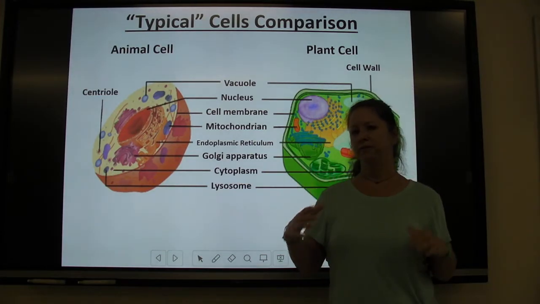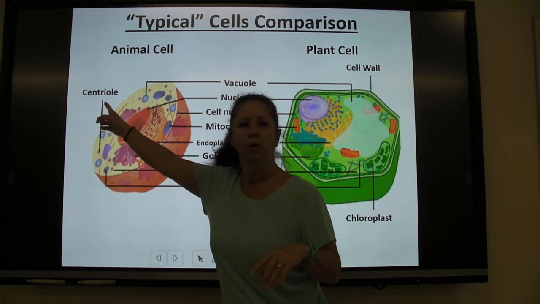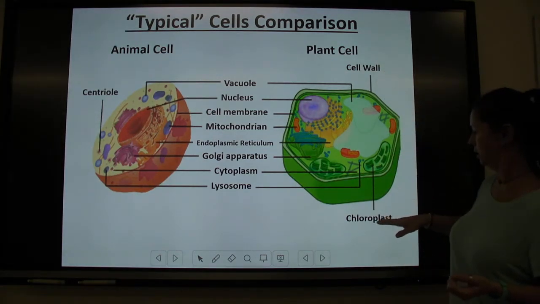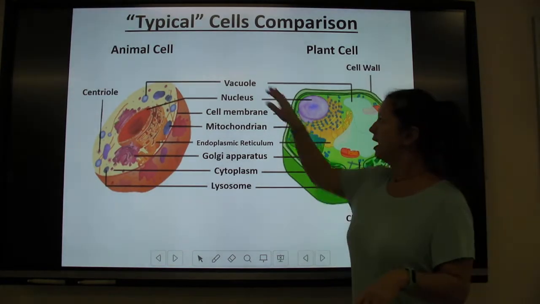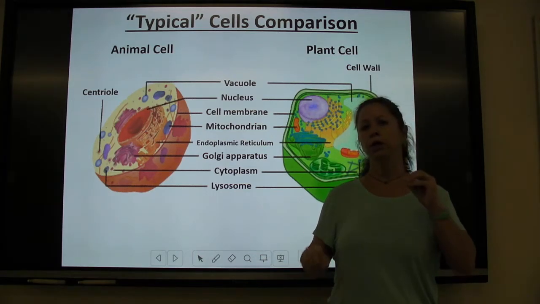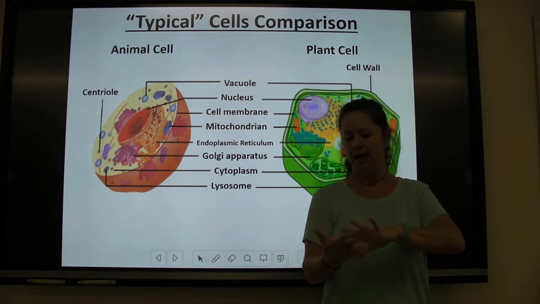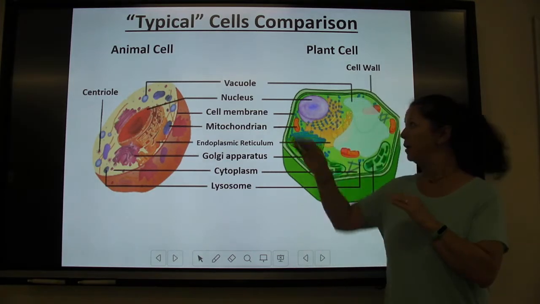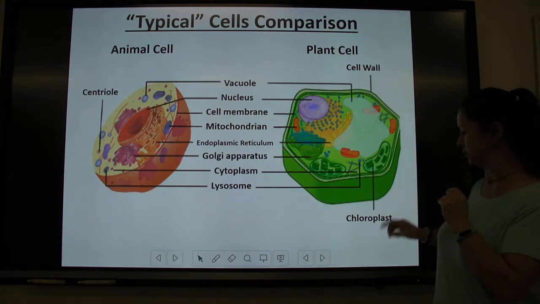Then some of these cells have little specialized things that only belong to them. So an animal cell has a centriole, but plants do not. Plants have a cell wall and a chloroplast. Animals don't. So while there's a lot of common organelles that you're going to find in any typical eukaryotic cell that does not include the bacteria, that is plants, animals, protists, and fungi are the eukaryotes, okay? They will always have these organelles here. And then different types have some specials, all right?